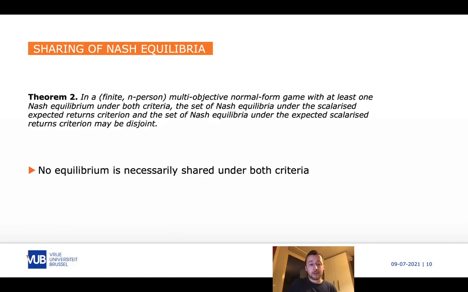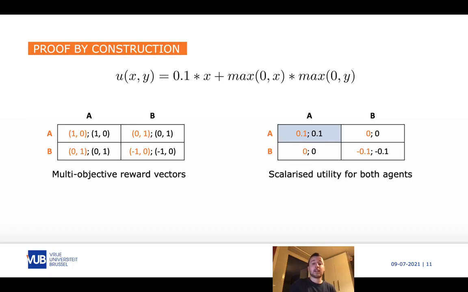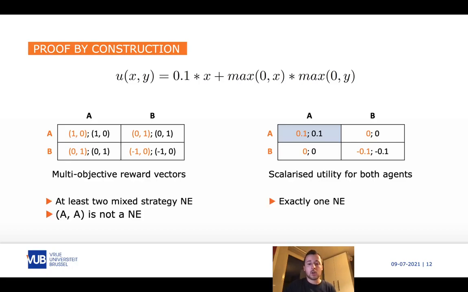Now the second theorem goes a bit further and it talks about sharing of Nash equilibria. And what it says is that in a multi-objective normal form game with at least one Nash equilibrium under both criteria, the set of Nash equilibria under the SER criterion and the set of Nash equilibria under the ESR criterion may be disjoint. So in short, what this means is that no equilibrium is necessarily shared under both criteria. And we again show this by construction. So if we use the same construction as before with exactly the same game and utility functions, we know here that we have exactly one Nash equilibrium, namely AA. But on the other hand, we had at least two mixed strategy Nash equilibria, but AA is not a Nash equilibrium there, because if one agent plays A, the other player will always be inclined to play the previous best response that I've just mentioned.